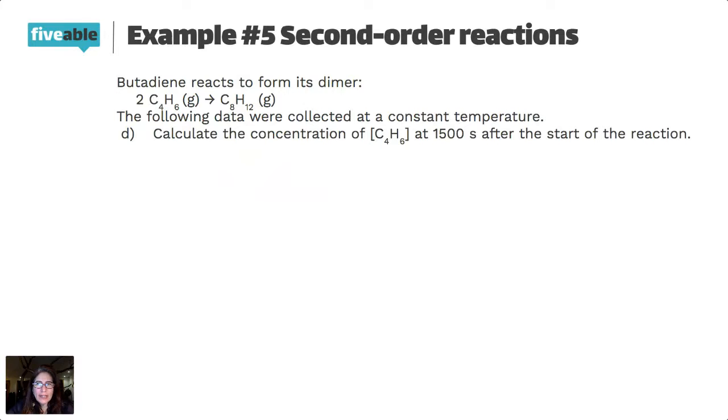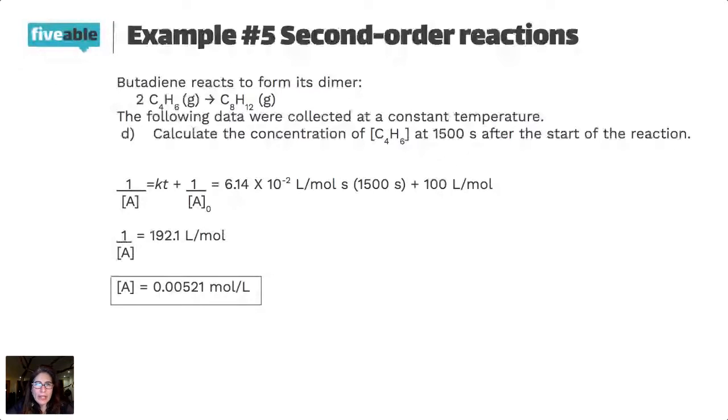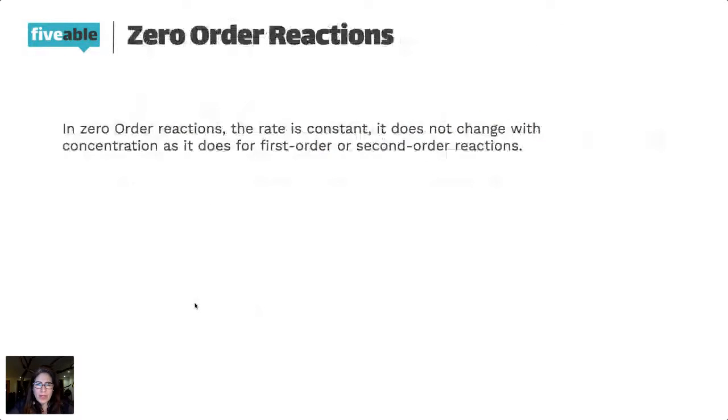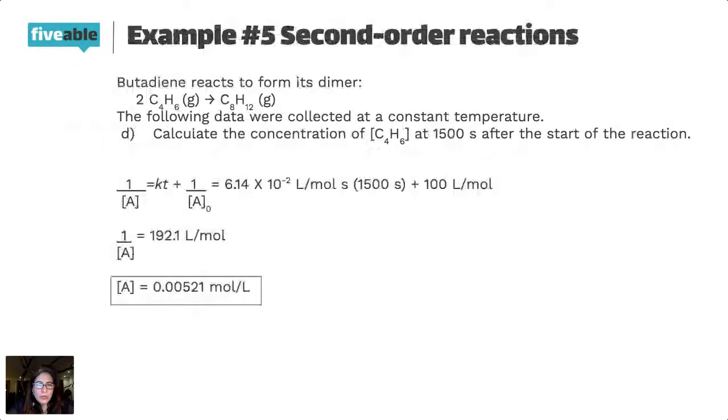And finally, they ask us to calculate the concentration of the reactant, butadiene, at a specific time. In this case, 1,500 seconds. So we use the equation, we plug in the values that we have, and remember that from the formula it would be the reciprocal, so we need to do the reciprocal to get the concentration of A at a specific time. Okay, and then it will make sense to go to the chart again of the original values to check if your answer makes sense. Any questions with second order reactions?